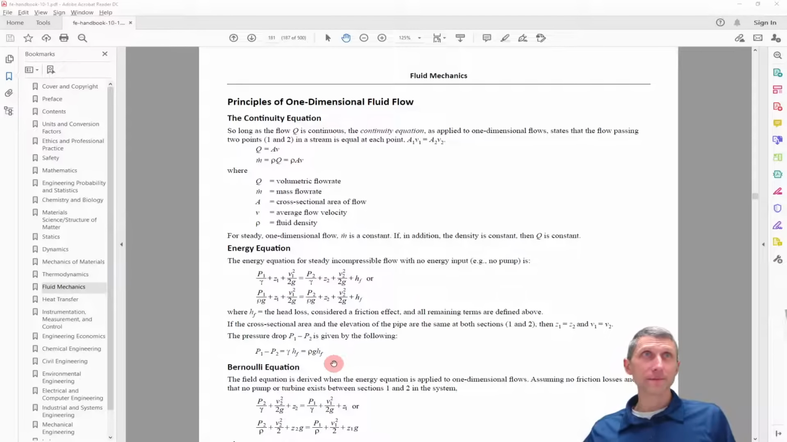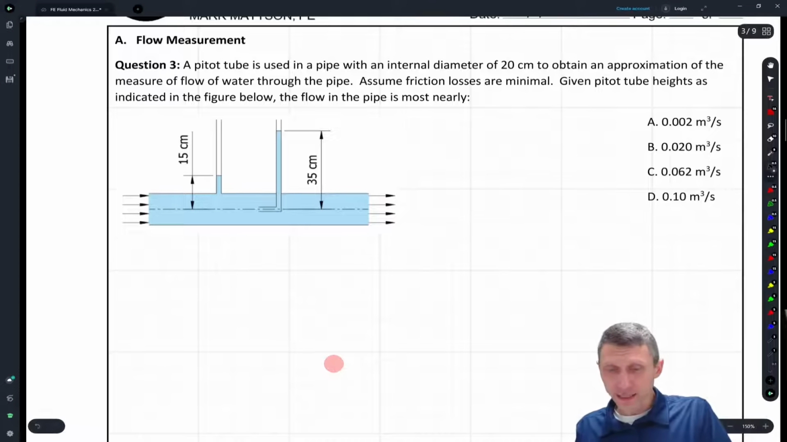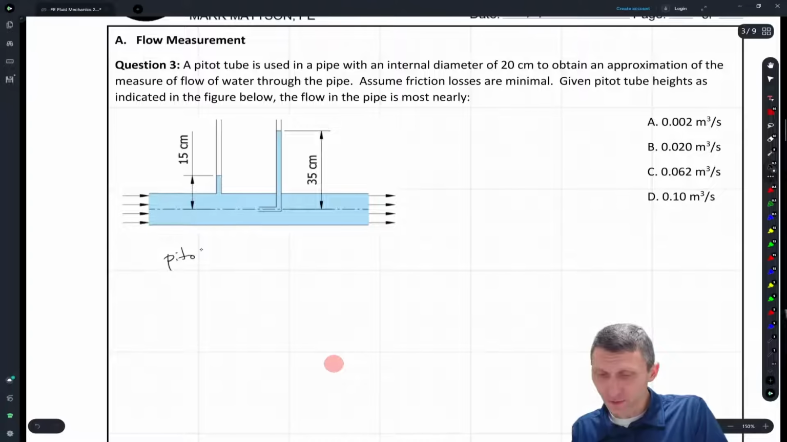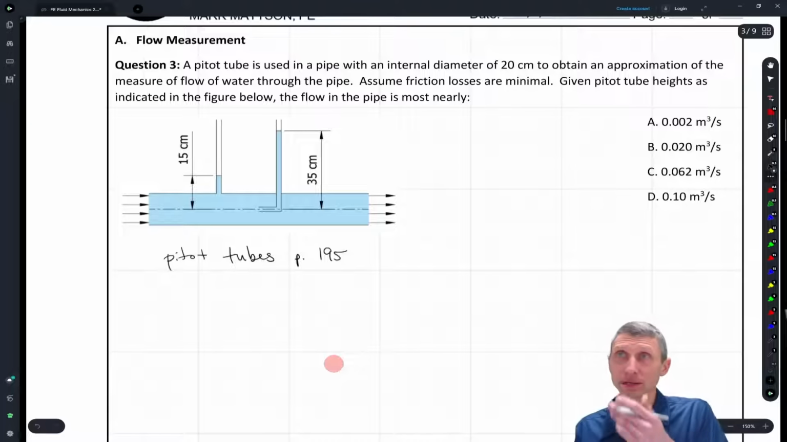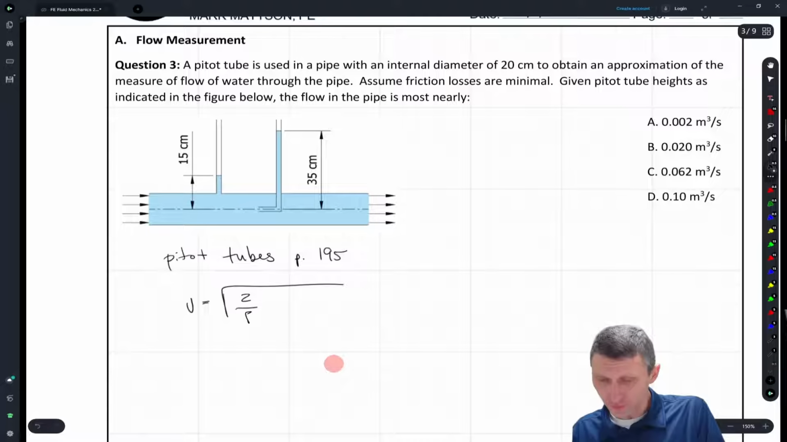So let's come back and take a look at this. The equation that the reference handbook gives us for pitot tubes, right? This is on page 195, I think it was, right? This equation says the velocity equals, let's start there, the velocity equals the square root of 2 over rho times the pressure.